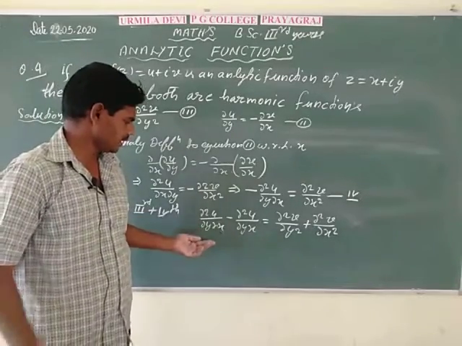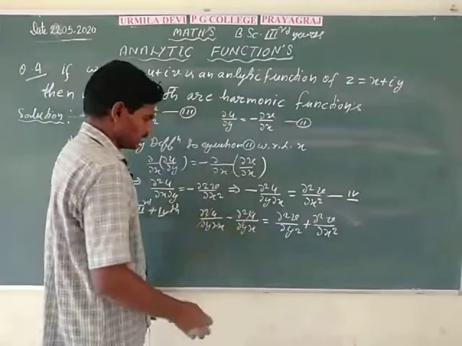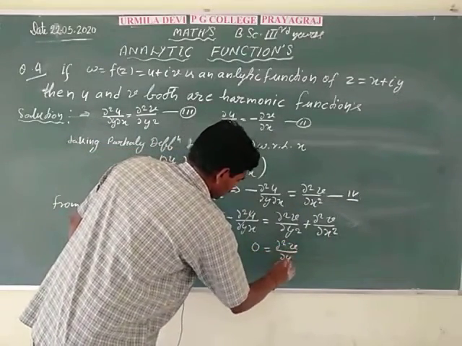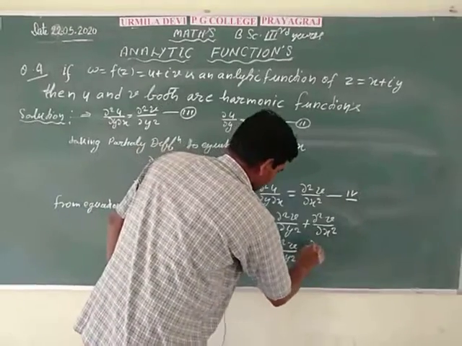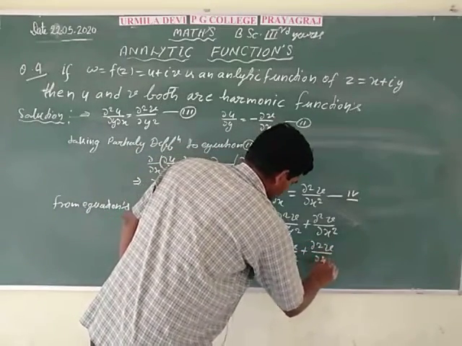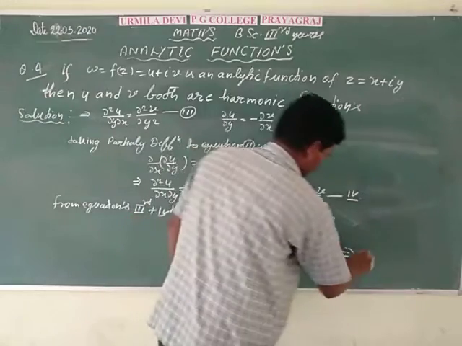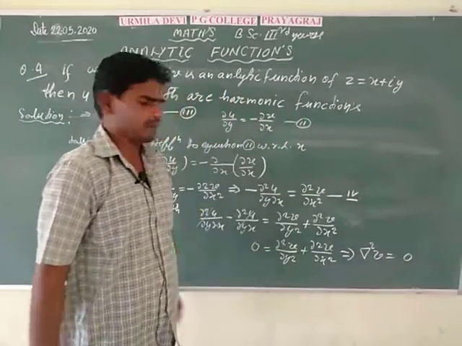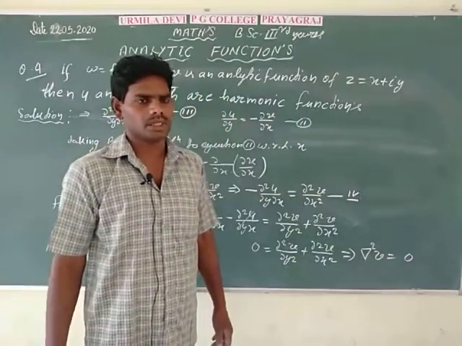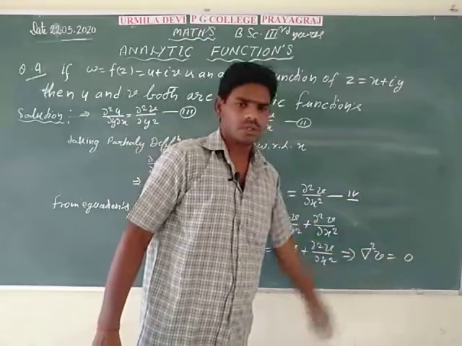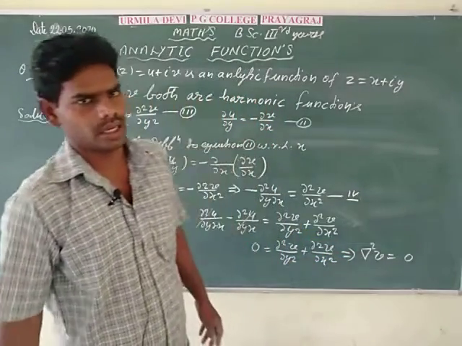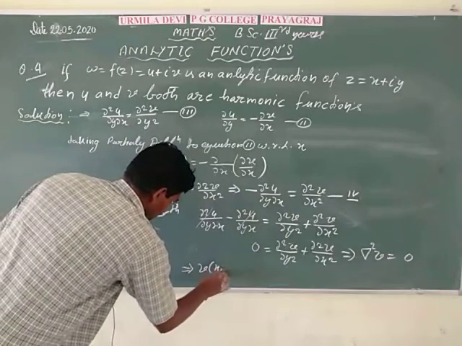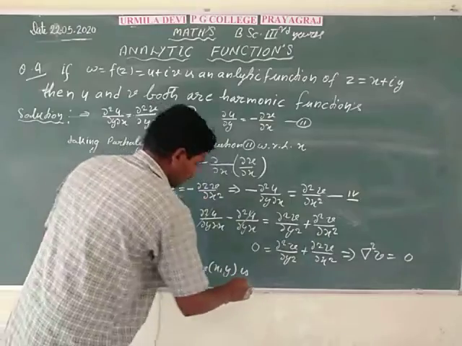On the left-hand side, the terms cancel each other and give 0. So 0 is equal to del square v by del y square plus del square v by del x square. It is also written in the form del square v is equal to 0. Therefore, by the definition of a harmonic function, del square v is equal to 0, so v is a harmonic function. This implies that the function v in the x, y variables is a harmonic function.